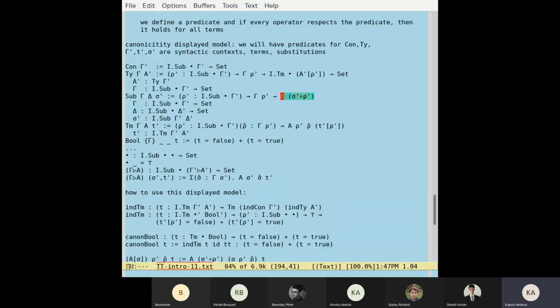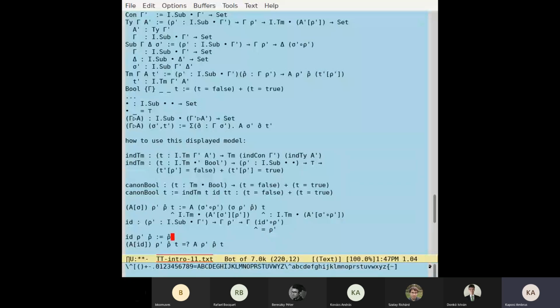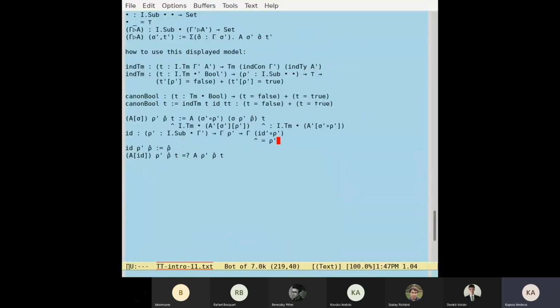So let's just do it quickly. So ID should have this type where sigma prime is replaced by ID prime, right? So ID of rho prime and rho hat will be, oh yeah, and it goes to gamma, right? And we know that ID prime composed with rho hat is the same as rho hat, right? So this thing is the same as rho hat. So I just return rho hat. Sorry, it's the same as rho prime because of the left identity law. So the interpretation of the identity substitution in this displayed model is just the identity function. It just returns back the witness.